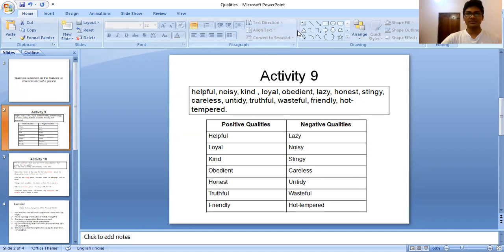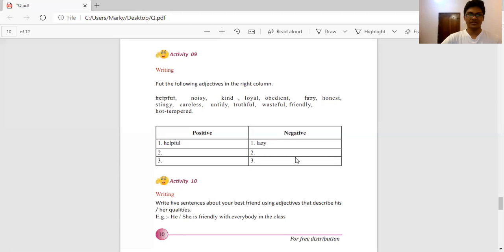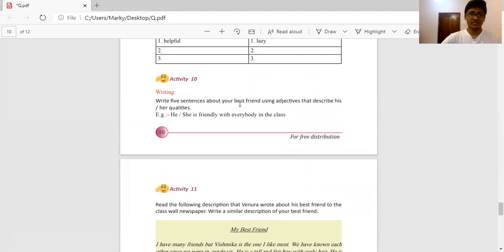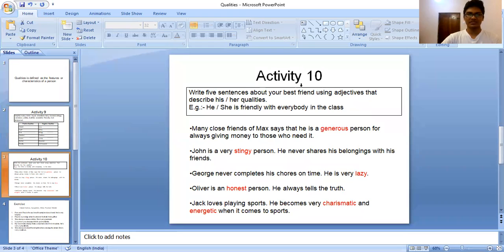Okay, so let's go back to the previous slide section, sorry. Activity 10. Write 5 sentences about your best friend using adjectives that describe his/her qualities. Okay, so it's right here. So she is friendly with everybody in the class. So friendliness, that's a positive quality. So I've written five more examples. So by looking at this, you can make your own sentences. You can use these sentences if you don't know what the qualities are.